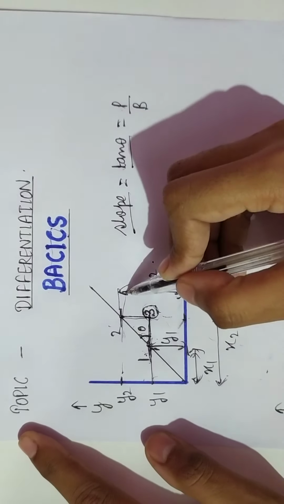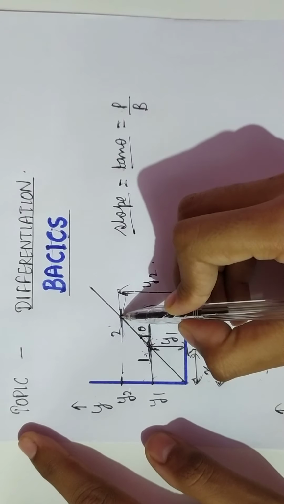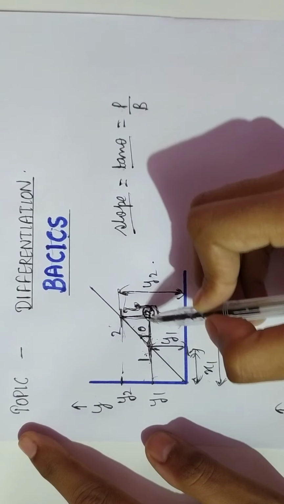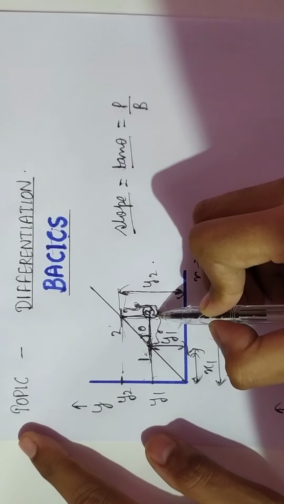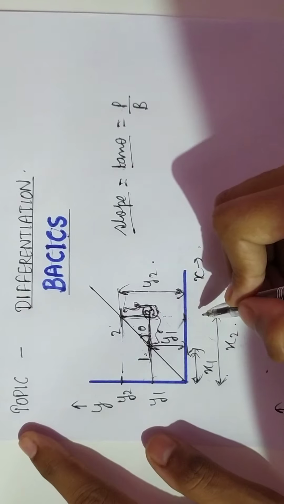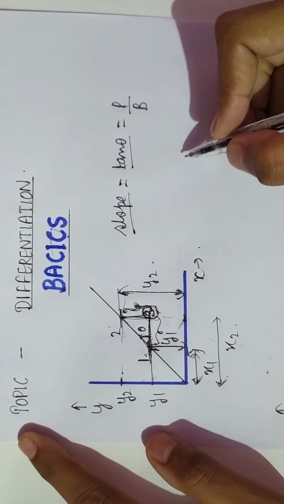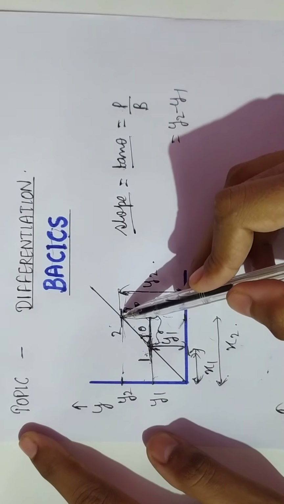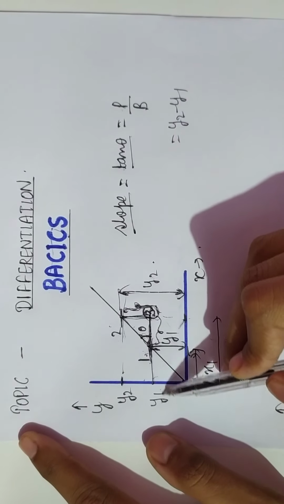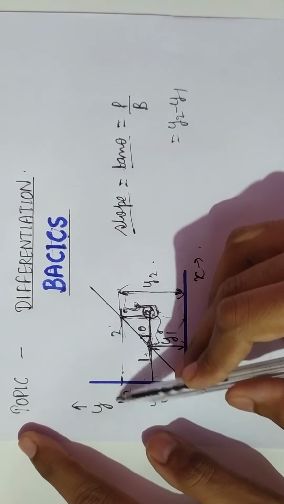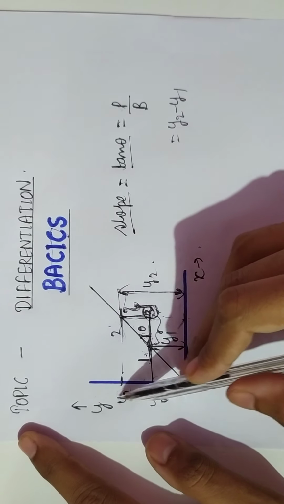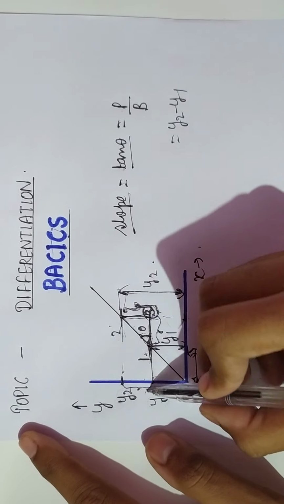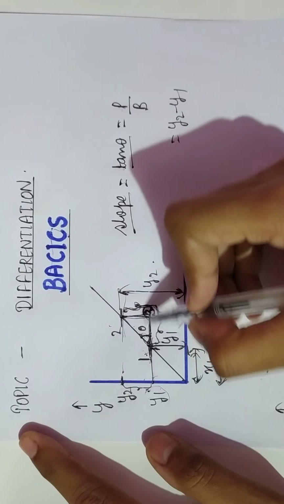Now it is simple to see what is perpendicular in this triangle: this line is the perpendicular, and this line is the base. The perpendicular will be y2 minus y1. See, y2 is this point and y1 is this point, and if we subtract y1 from y2, we get this part, which is the distance between 2 and 3, the perpendicular.